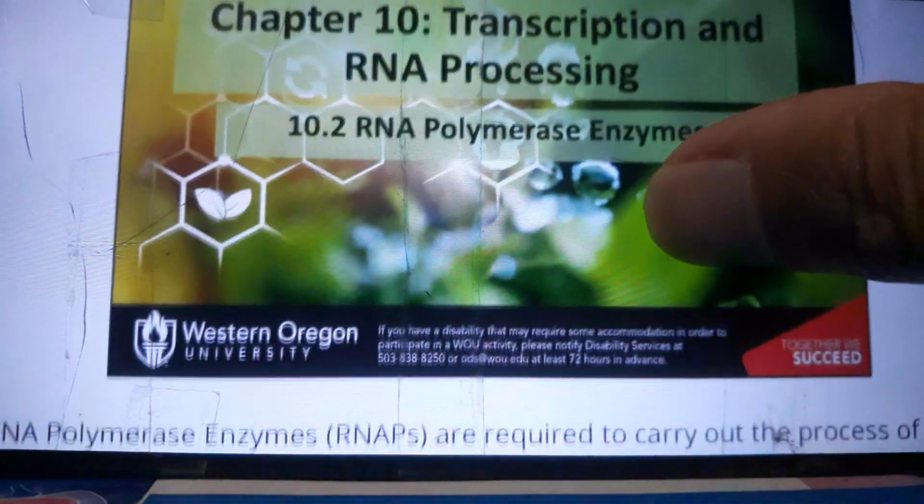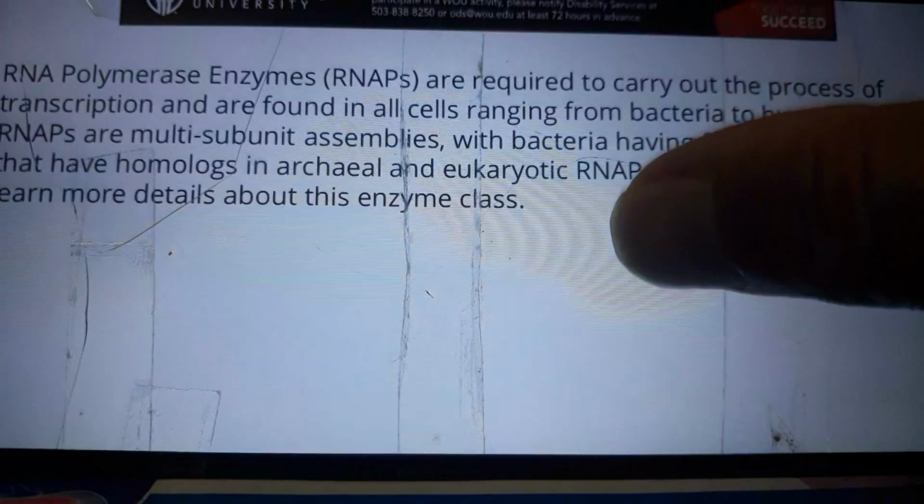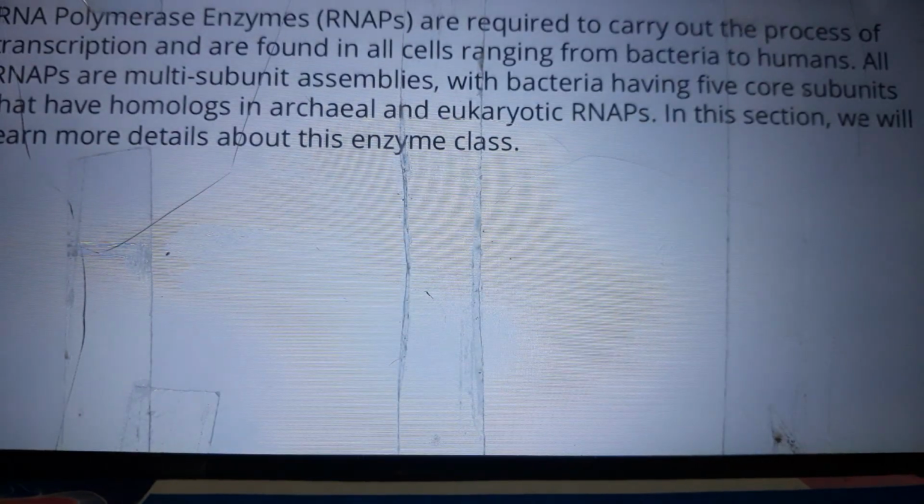Here in transcription and RNA processing, we have RNA polymerase enzymes. RNA polymerase enzymes are required to carry out the process of transcription and are found in all cells ranging from bacteria to humans. All RNAPs, RNA polymerase enzymes, are multi-subunit assemblies, with bacteria having 5 core subunits that have homologs in archaeal and eukaryotic RNAPs. In this section, we will learn more details about this enzyme class.